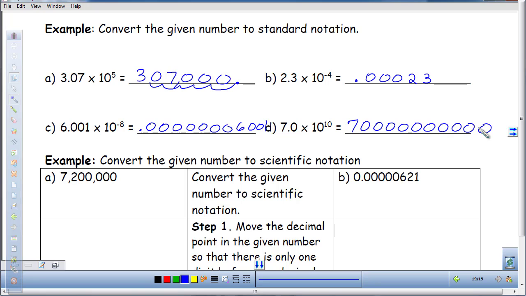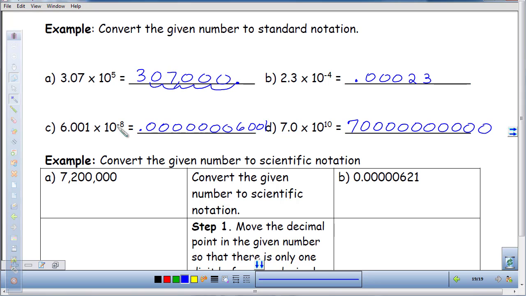Okay, so if we're going from scientific notation to standard notation, that's pretty easy. Just make sure we move the appropriate number of places. And don't forget, when we're moving to the left, one of our spaces gets taken up by moving the decimal on that first move. So we only need one less zero. Okay. Questions about that?